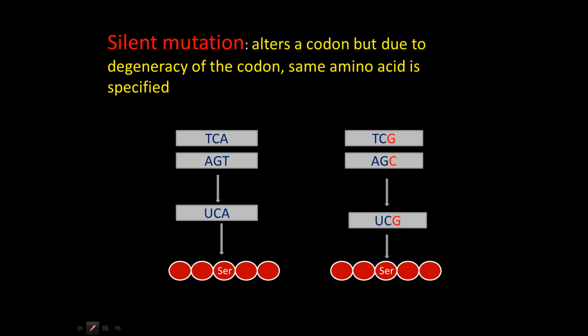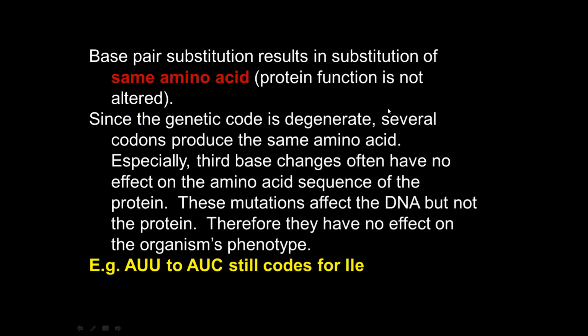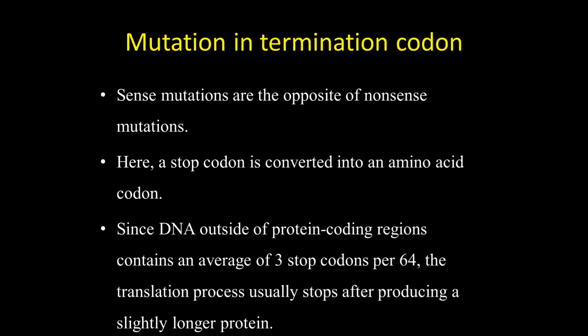Here you can see that the normal codon is UCA. Because of mutation, it has changed to UCG. But both UCA and UCG code for serine. So the same amino acid is present in the protein chain, right? So base pair substitutions which result in the same amino acid, where the protein is not altered, are called silent mutations. Like for example, if AUU is changed into AUC, both of them code for isoleucine, so there will not be any change in the protein chain. This is called silent or neutral mutation.